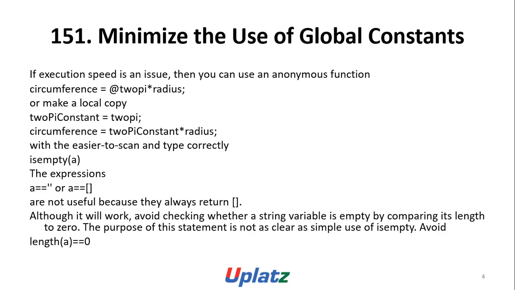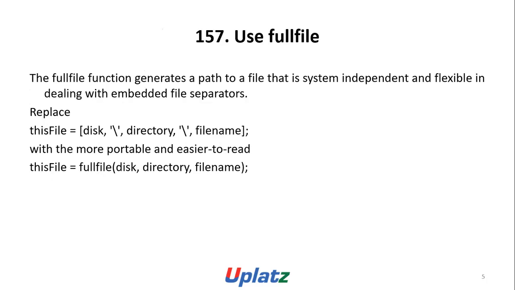The easier to scan and type correctly is isempty(A). The expressions A == 0 or A == null are not useful because they are always written null. Although it works, avoid checking whether a string variable is empty by comparing its length to 0. The purpose of this statement is not as clear as the simple use of isempty. Avoid length(A) == 0.